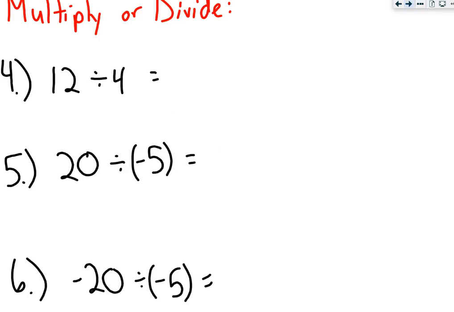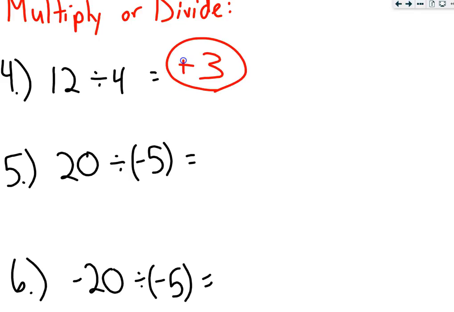Moving on to some division problems. Again, 12 is positive, 4 is positive. My result is going to be positive. No ifs, ands, or buts. 12 divided by 4 I know is 3. Move on.